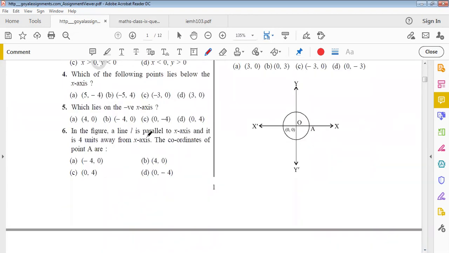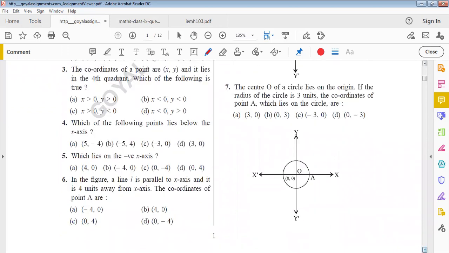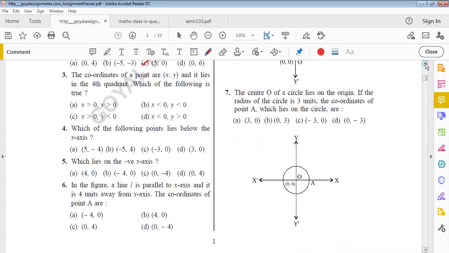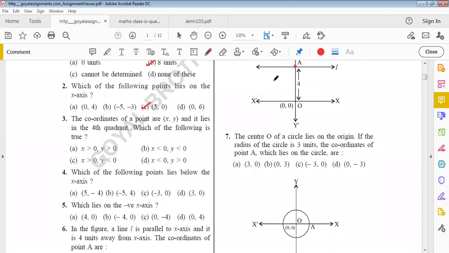Okay, in the figure, a line L is parallel to the x-axis, and it is 4 units away from the x-axis. Find the coordinates of A. Now we have to see whether it is up or down. So it is up. So the location of A is 0, 4.